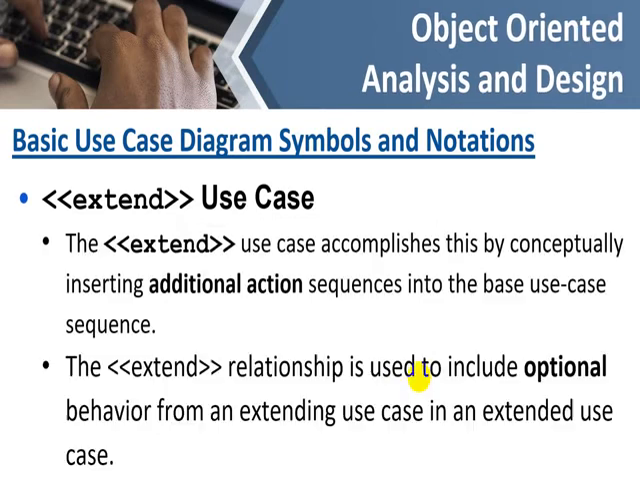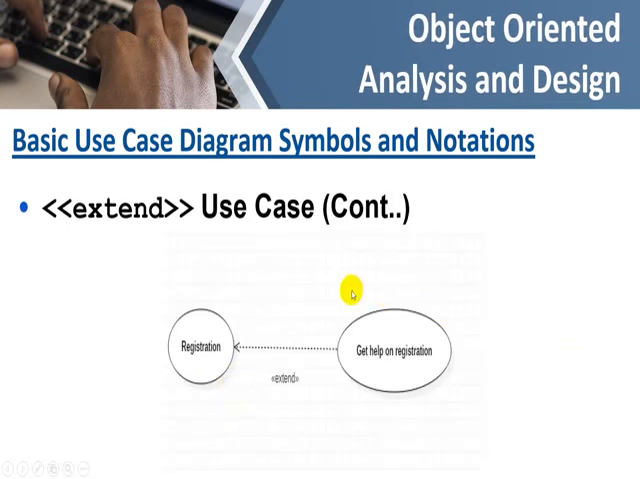So we go back. The extend relationship is used to include optional behavior that is not a must from an extending use case in an extended use case, right? So in that case, this is optional and it is not a must that whenever I'm doing this, I will definitely do that. No, I will not do that. I can perform registration without getting the help. But it is possible that someone needs some help during registration. So this is about the extend use case.